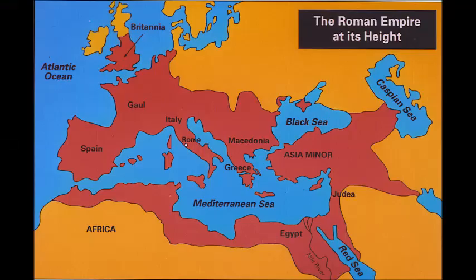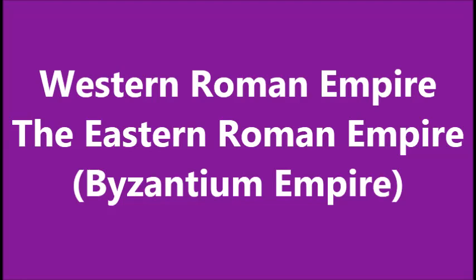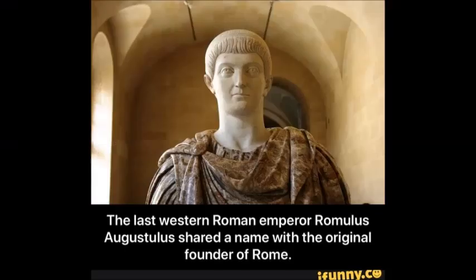In 395 BC, the classical Roman Empire broke into two parts, namely Western Roman Empire and the Eastern Roman Empire. The Western Roman Empire existed from 395 to 476 BC, and the period of Eastern Roman Empire is 395 to 1453 CE. Romulus Augustus was the last most important ruler of Western Roman Empire.